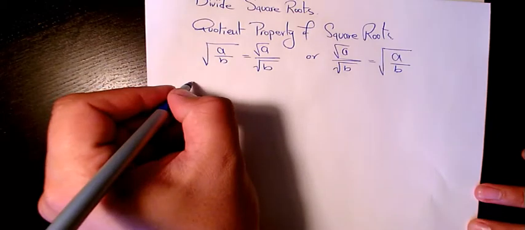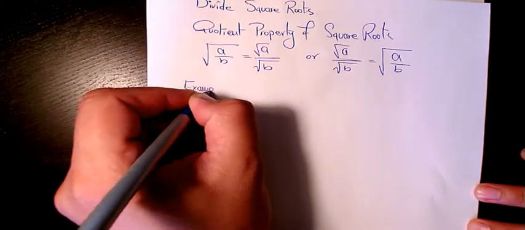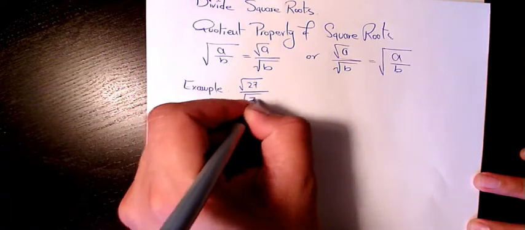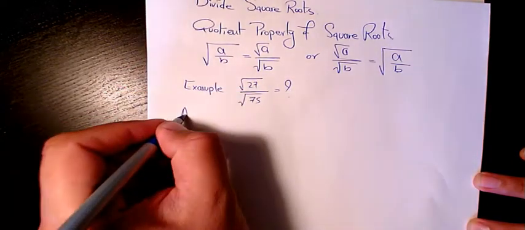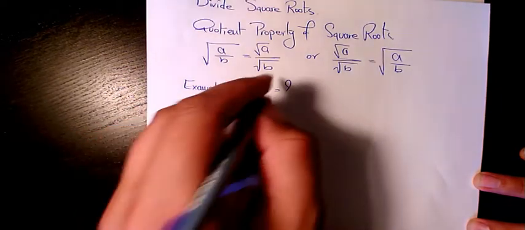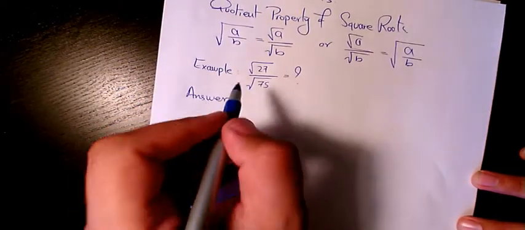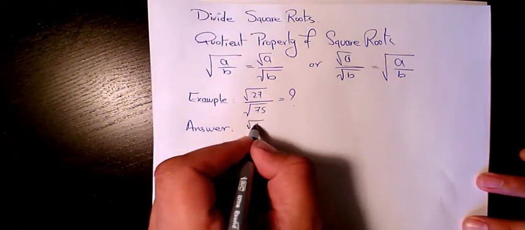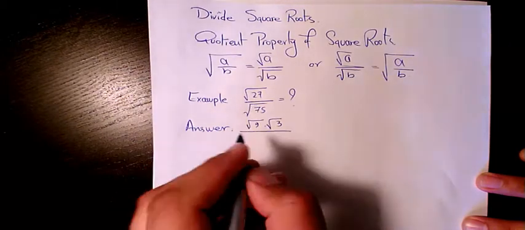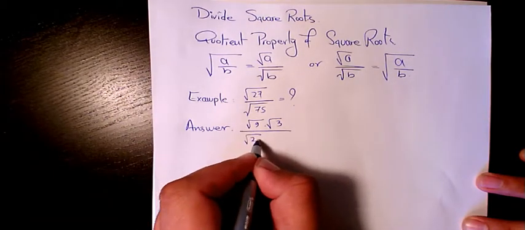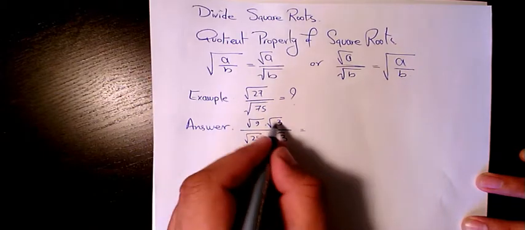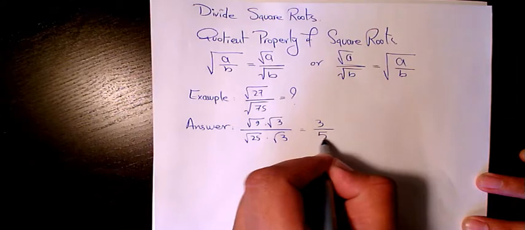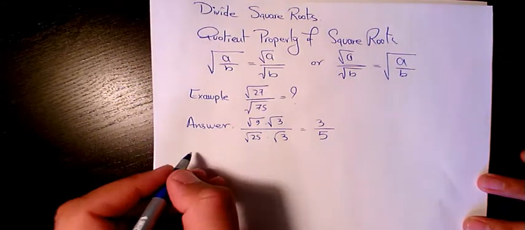First one is root 27 divided by root 75. Answer is: 27 is 9 times 3, so it is going to be root 9 times root 3, and 75 is 25 times 3, so root 25 times root 3. Root 3 and root 3 cancel out. Root 9 is 3, root 25 is 5, so it's going to be 3 over 5.